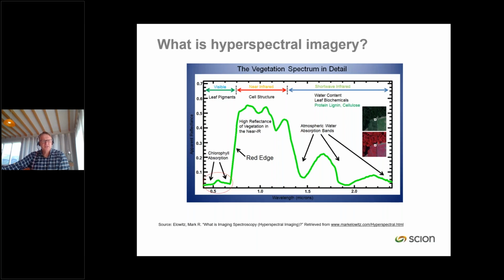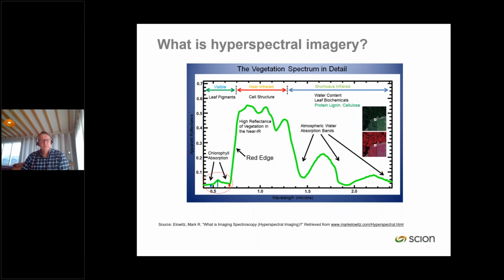And if I could just focus your attention on the visible range and the bottom left corner there, you can see where the blue, green, and red bands are. So these are colors that everyone's familiar with, and you can see the reflectance for those colors. And the reason the green is higher in this case is the reason that vegetation appears green, because there is more reflectance from the green band.